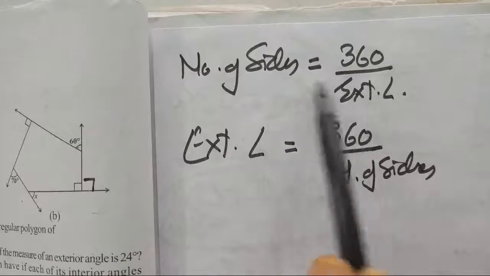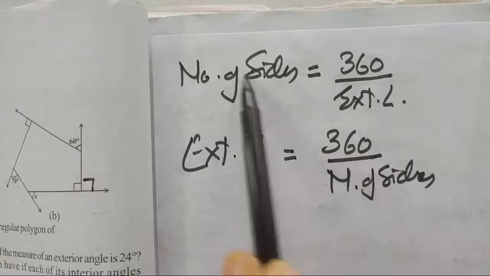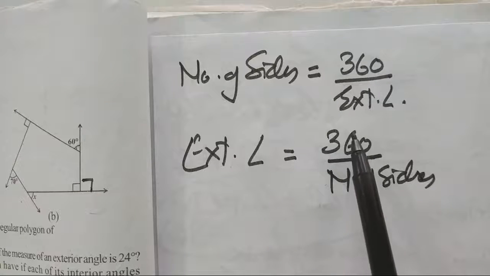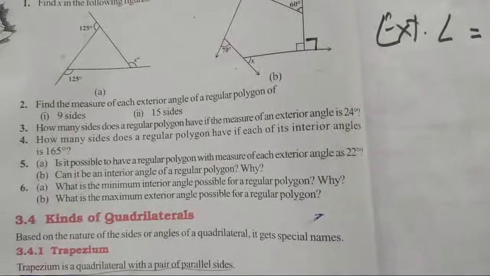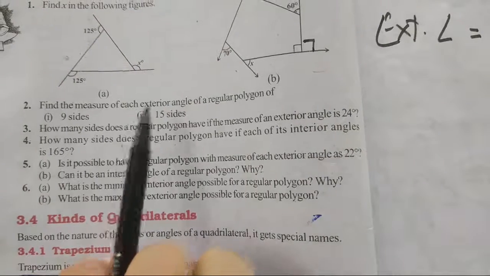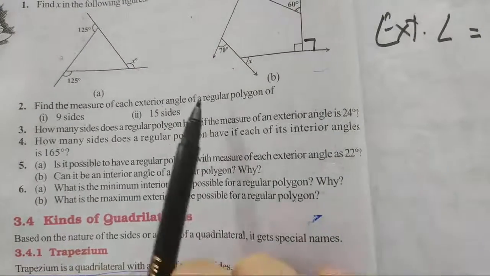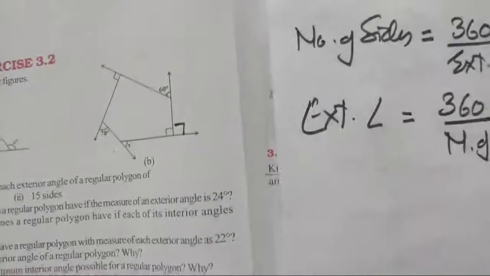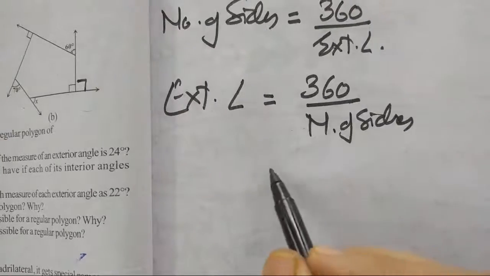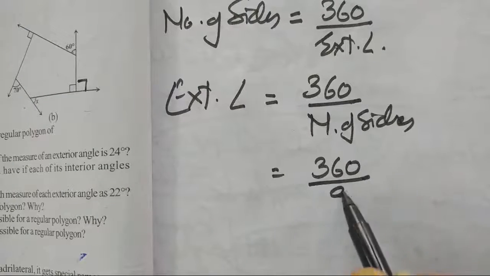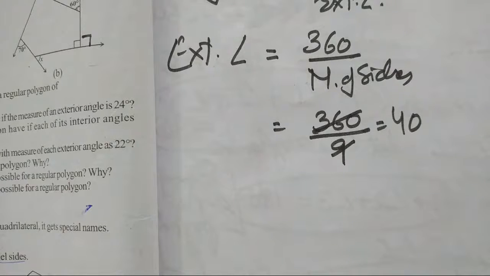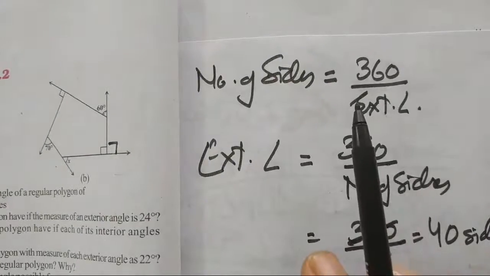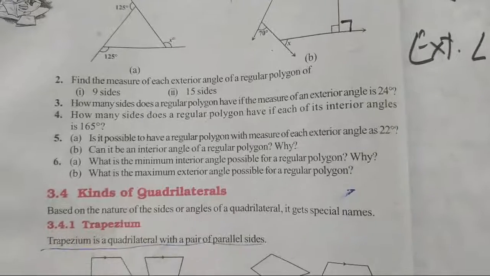So the formula is just changed. If I interchange the position, then the exterior angle will become 360 divided by number of sides. So if I divide 360 by the number of sides, it will give the measure of the exterior angle. So in this question, it is asked to find the exterior angle of a polygon whose number of sides is 9. It will be 360 upon 9. And when you divide, it will give you 40. So the exterior angle is 40 degrees. You have to remember this formula, which will be used in question number 2.